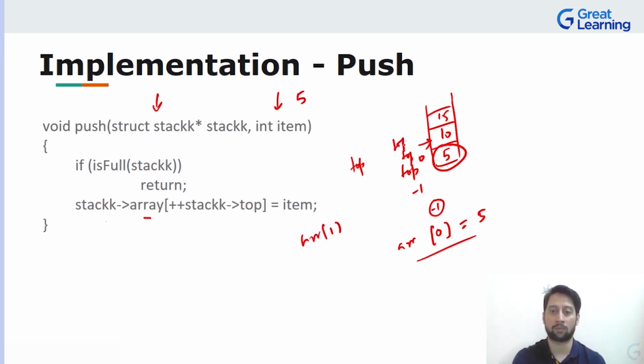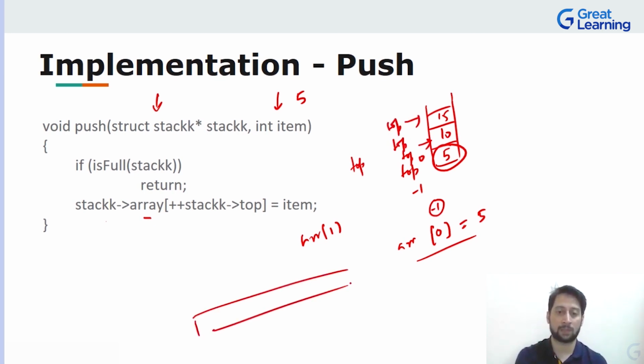So top will be pointing to 1, then top will be pointing to 2, right? So it will be something like this. We have 5, 10, and 15, and so on, right? This will be indexes 0, 1, and 2. The top will be here. So let's suppose the size of this array is 4, and next time around when you're pushing another element in there, let's suppose 20, then it will be 3.